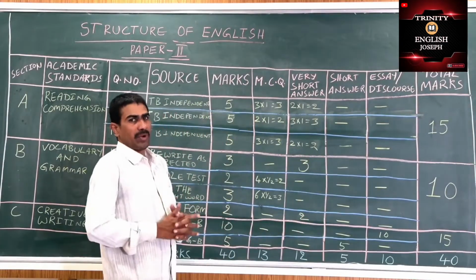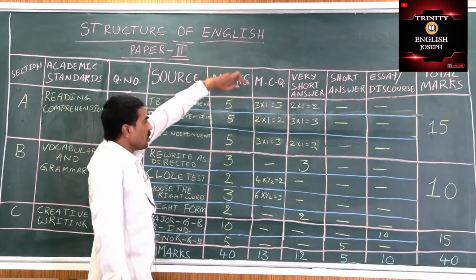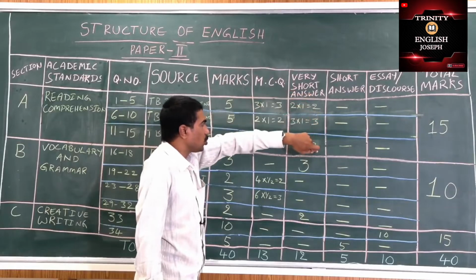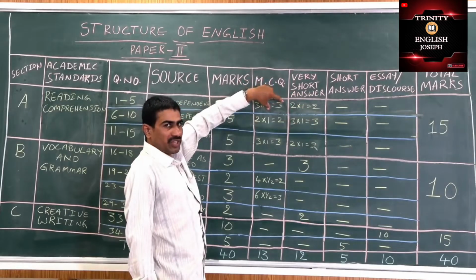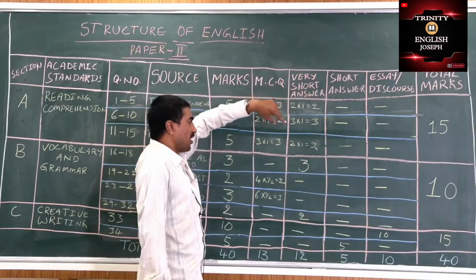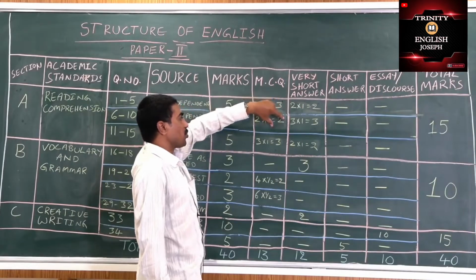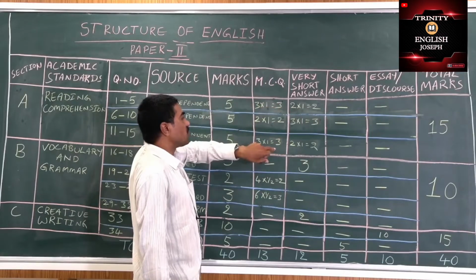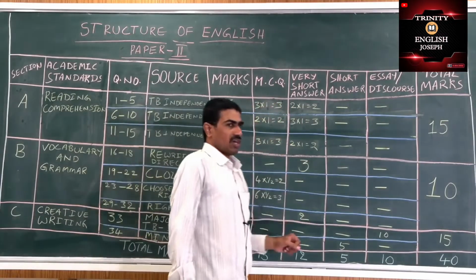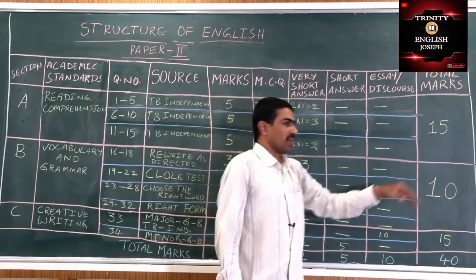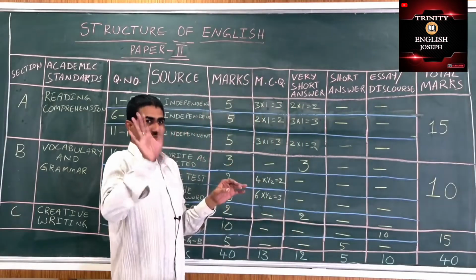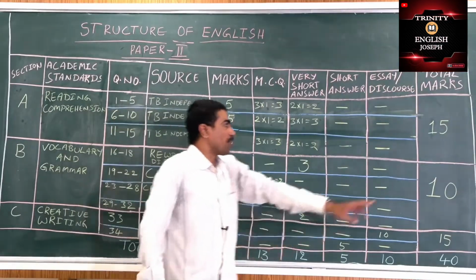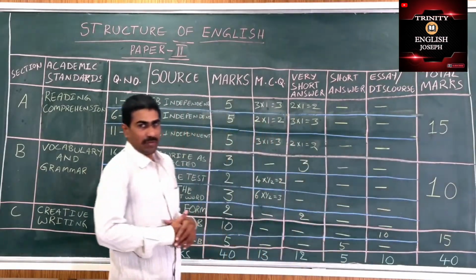It is very easy to remember these: 3, 2, 3, 2, 3, 2. If there are 3 multiple choice questions and 2 very short answers, the next one reverses, 2 multiple choice and 3 very short answers, and then the first pattern is repeated. All together we have 15 marks: 5 into 3 is equal to 15 marks. So section A, reading comprehension, covers 15 marks.